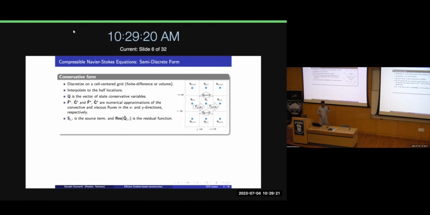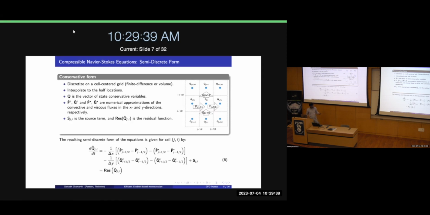So you have to interpolate or reconstruct your primitive variables or conservative variables to these half locations so that you can compute these F at J plus half in the X direction and the G at I plus half in the Y direction. And then you have the source terms. And then finally, you compute your residual, which is given by this semi-discrete form.